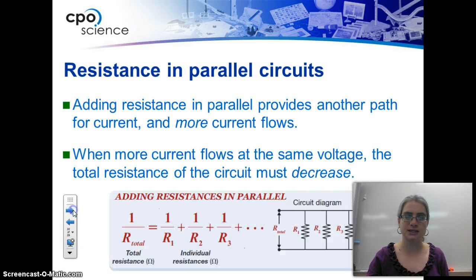So with resistance, adding resistance in parallel provides another path for current and more current flows. When more current flows at the same voltage, the total resistance of the circuit must decrease. So by splitting it up, you actually decrease the amount of resistance by an inverse relationship. So you have less resistance, which is helpful because that can allow a different amount of current to go through. You have the same amount of voltage.